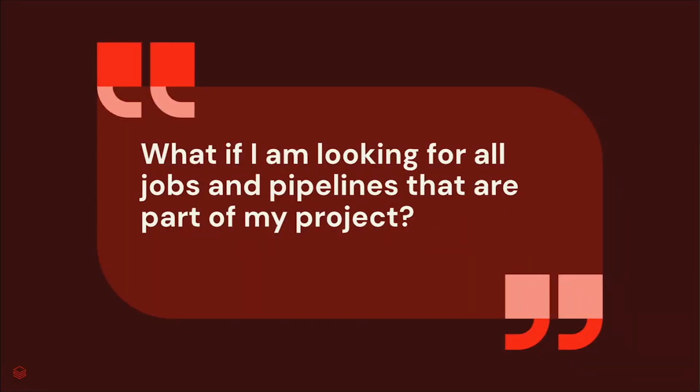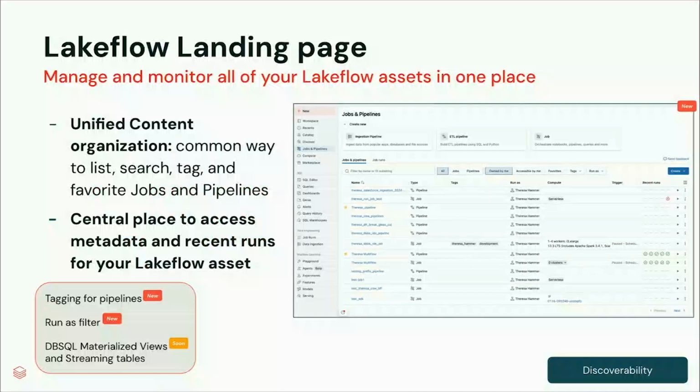But what if instead I'm looking for all of my jobs and pipelines that are part of specific projects? There might be many different ways you could be organizing them together. So for that, we have the Lakeflow landing page, or what you might have seen in your UI as the jobs and pipelines list. And this is really allowing you, no matter how you organize your related assets, whether that's using runners because you have a specific service principal deploying them, or you have tags for your projects, or maybe you favorite them, this is the central entry point where you can do this management and organization and easily filter for the projects you care about. There you can also access some metadata for each of them, as you see on the screen.